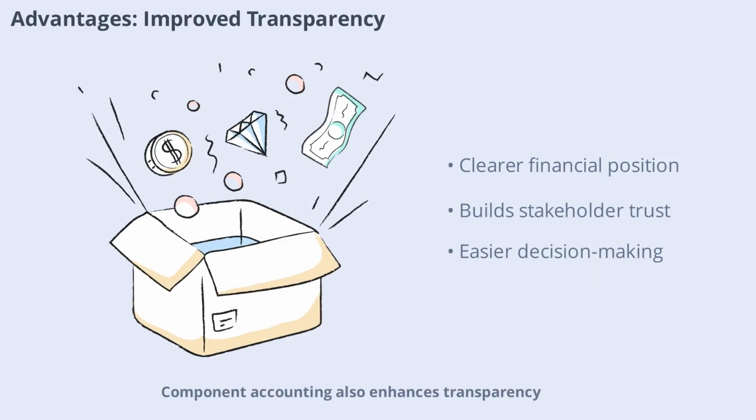Component accounting also enhances transparency. By showing the value and depreciation of each major part of an asset, stakeholders get a clearer view of a company's true financial position. This transparency builds trust with investors, regulators, and management, making it easier to justify asset-related decisions.